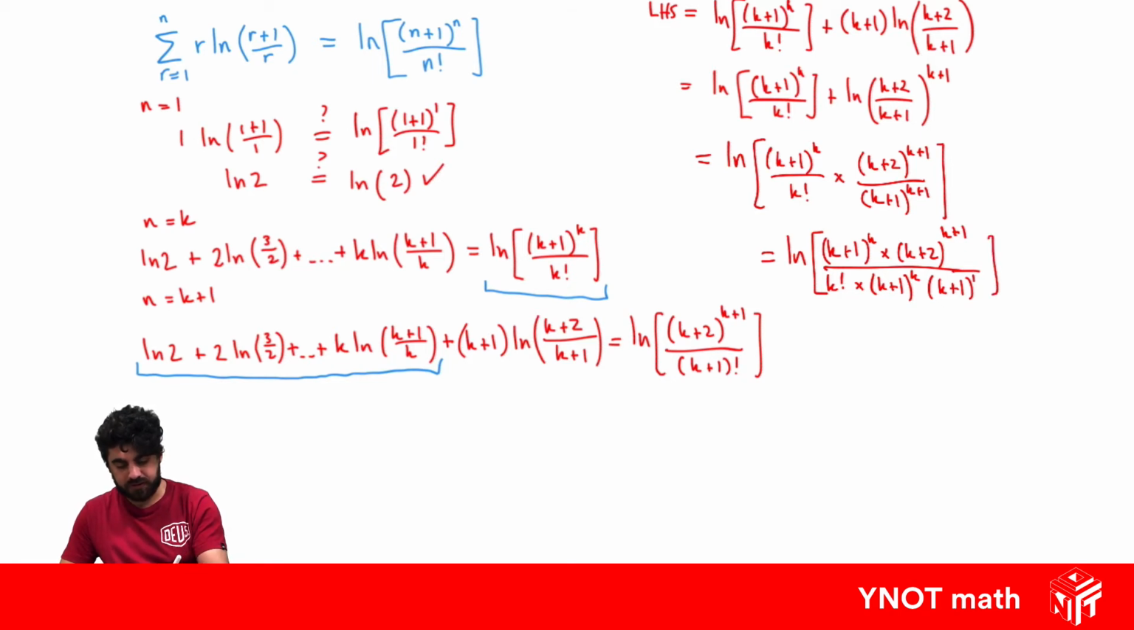Using the reverse index laws, now the (k plus 1) to the k and the (k plus 1) to the k will cancel out. And we're left with the ln of (k plus 2) to the (k plus 1) over, now k factorial times (k plus 1) is just the same as (k plus 1) factorial, and this does in fact equal the right-hand side. So the original statement must be true by mathematical induction.